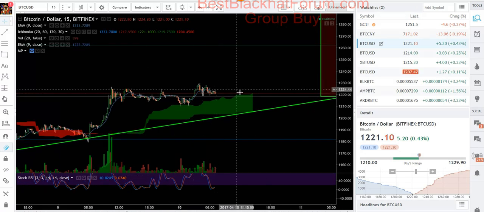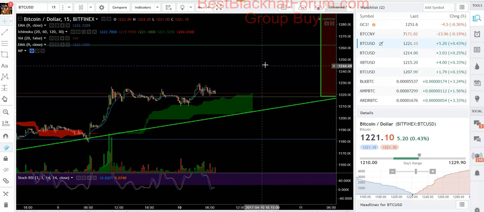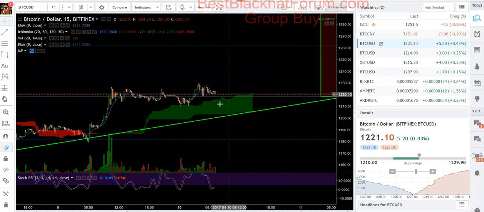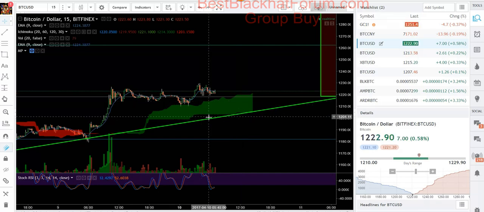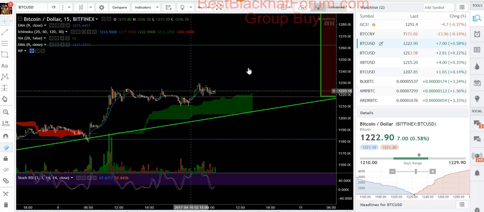So if we get a cloud bounce here, we're most likely going to bounce off of our support and continue on and work our way up. If we start to fall into the cloud, then it starts to get into the unsure zone. Okay, we're not really sure what we're going to do here yet. Is it going to work its way out of the cloud? Is it going to try to bounce off of the support line? Those are the kind of ways that you look at this trade now, because right now this still looks very bullish.